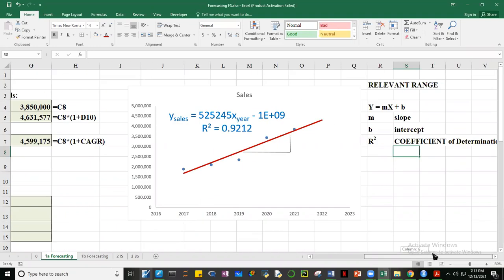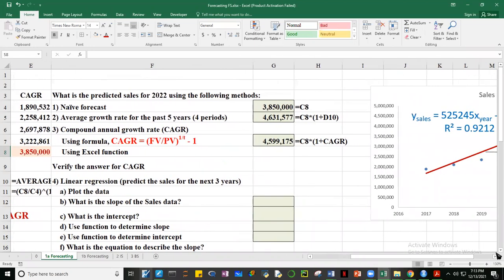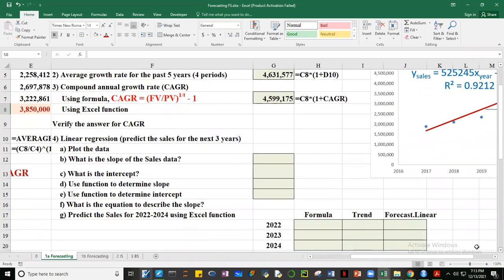Okay? So, that being said, guys, we can now answer these questions. Okay, na-plot na natin yung ano natin. Na-plot na natin. So, ang slope natin, sulat natin dito, 525, 245, di ba? Na-solve natin yung slope natin. Intercept naman natin is yung isa, no? Negative.